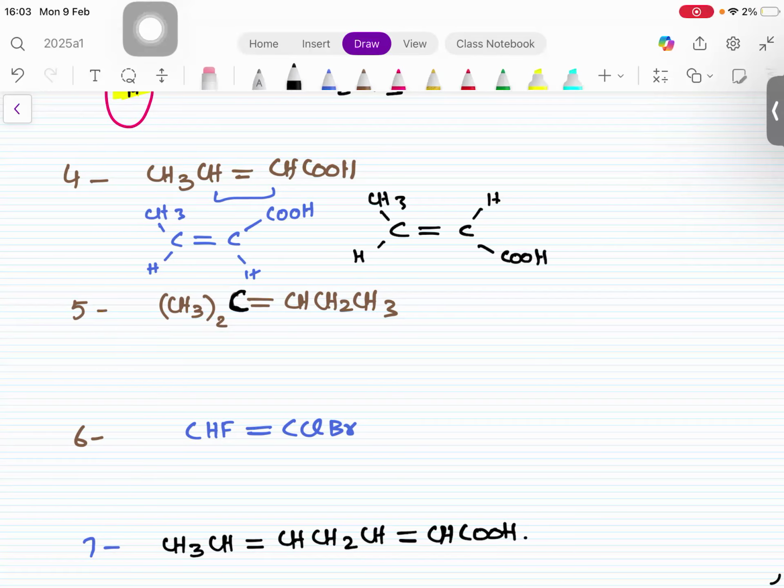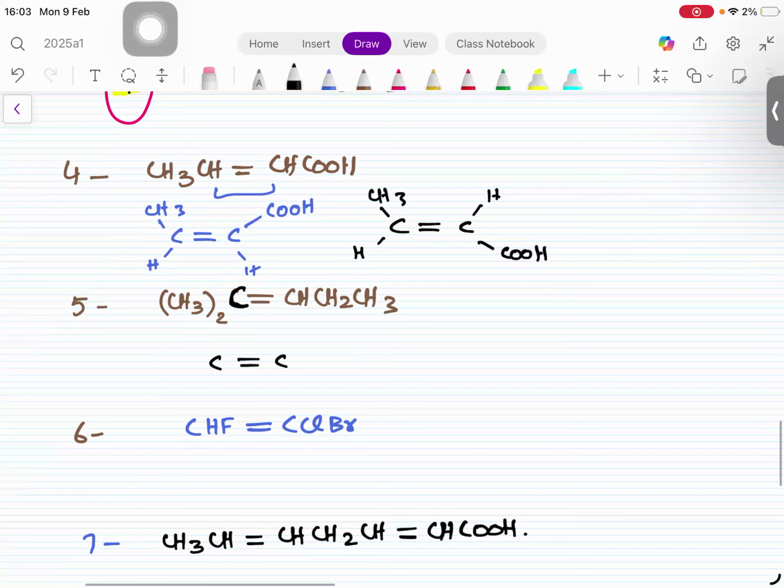What is this? Cis, this one is not possible. Fifth one is not possible. Why not? As soon as you draw this, you understand there are two CH3s attached. So as soon as you see two same atoms or groups attached with one carbon having the double bond, it cannot have cis trans isomer. Two CH3s attached with this carbon carrying the double bond, so it can't have cis trans isomerism. Although the other side has two different, both sides should have two different atoms or groups.